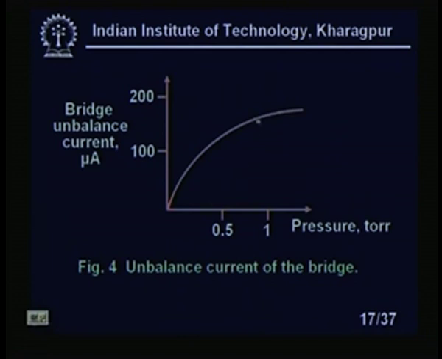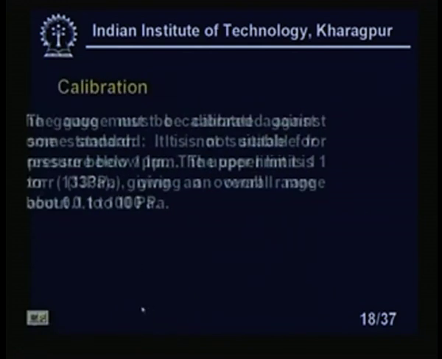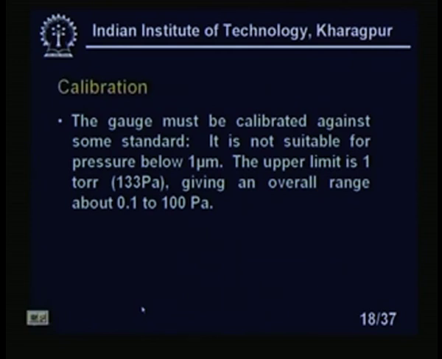At low pressure it is quite a good response, but at high pressure, when the pressure is going beyond 1 torr, it is getting saturated. There is no change, and in fact if the pressure increases further there is no change in the bridge unbalance current, right. The gauge must be calibrated against some standard. It is not suitable for pressure below 1 micron. The upper limit is 1 torr, 133 Pascal, giving an overall range from 0.1 to 100 Pascal.